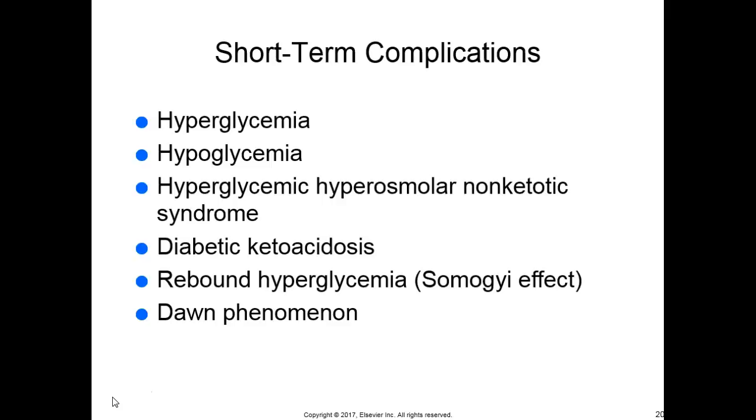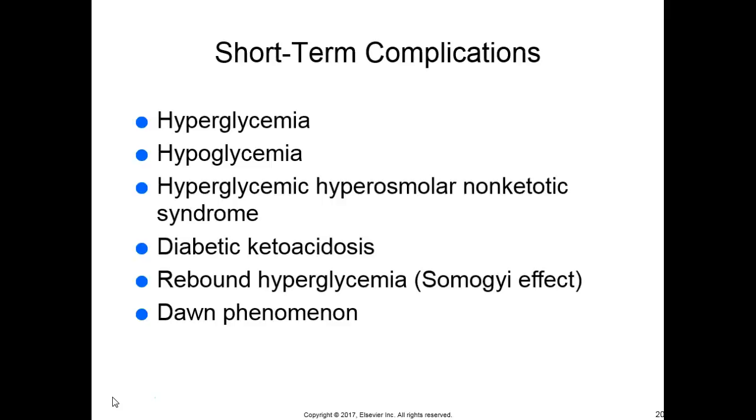Things that precipitate HHS are medications that increase serum glucose or cause dehydration, such as steroids and thiazides. Secondly, acute illnesses such as infection or myocardial infarction or stroke can precipitate HHS. Chronic illness such as congestive heart failure and renal dysfunction can also cause HHS, as well as treatment such as total parenteral nutrition and peritoneal dialysis.